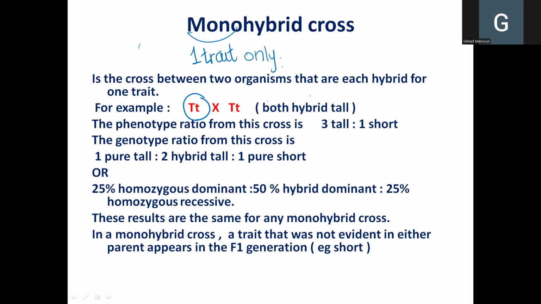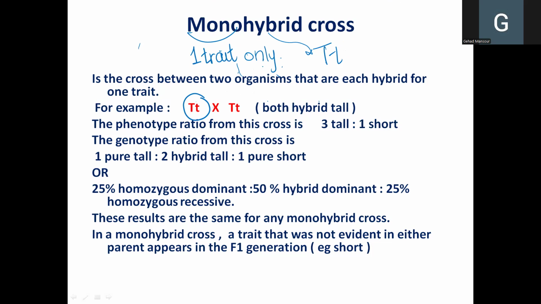So in this experiment, for example, if I'm focusing on the height of the plant, then this is one characteristic, so it is a monohybrid cross. If I am studying 2 traits, the height and the color of the flower, for example, it would no more be a monohybrid cross, it would be a dihybrid cross. So here we have a monohybrid cross. And hybrid means that the 2 alleles are not similar. One is dominant and the other is recessive.